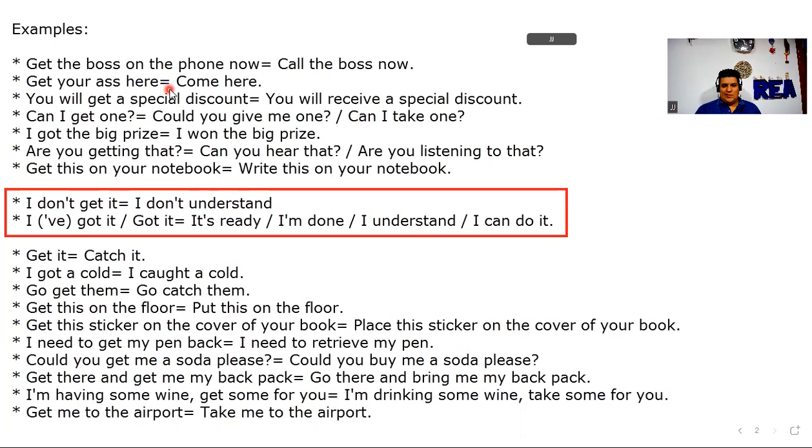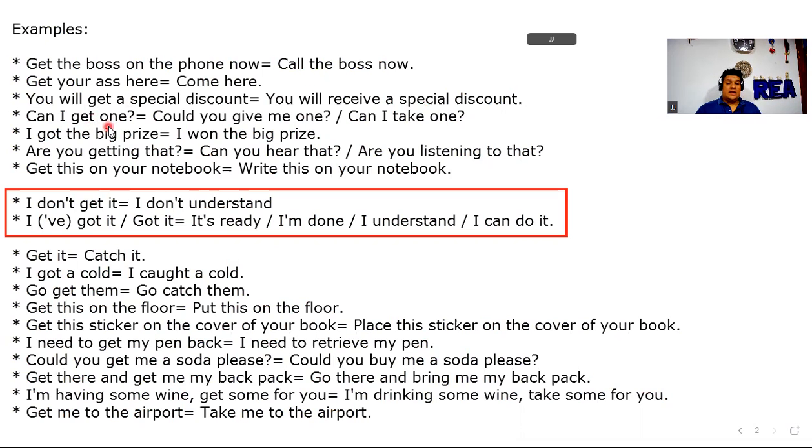This is a little funny. "Get your ass here" is like "come here," but this is the way we can say it in a funny way. Okay, you will get a special discount. You go to the store and they say, hey, if you buy this product today, you will get a special discount, which means you will receive a special discount.